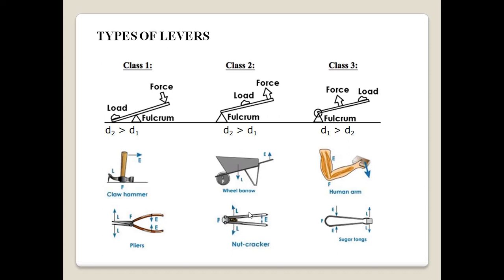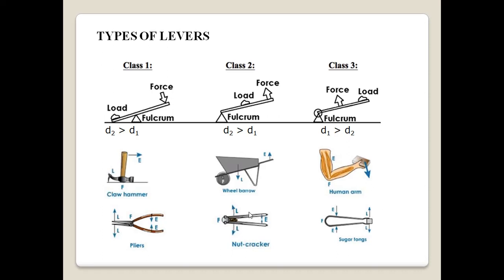For example, the human arm. You can see the elbow joint is the fulcrum. The effort is done by the muscular part of the arm, and we are picking up a book or a purse or something which is not too heavy. Mechanical advantage is less here because D1 is greater than D2.